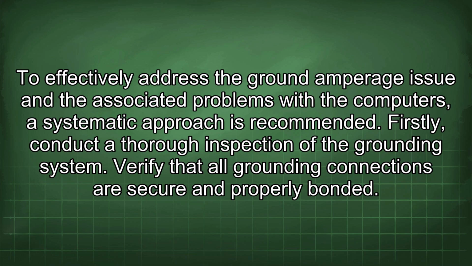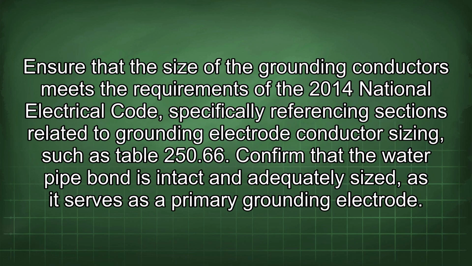To effectively address the ground amperage issue and the associated problems with the computers, a systematic approach is recommended. Firstly, conduct a thorough inspection of the grounding system. Verify that all grounding connections are secure and properly bonded. Ensure that the size of the grounding conductors meets the requirements of the 2014 National Electrical Code, specifically referencing sections related to grounding electrode conductor sizing, such as Table 250.66. Confirm that the water pipe bond is intact and adequately sized, as it serves as a primary grounding electrode.